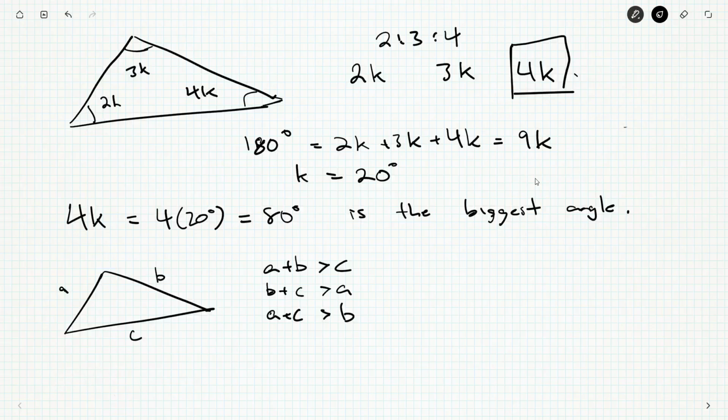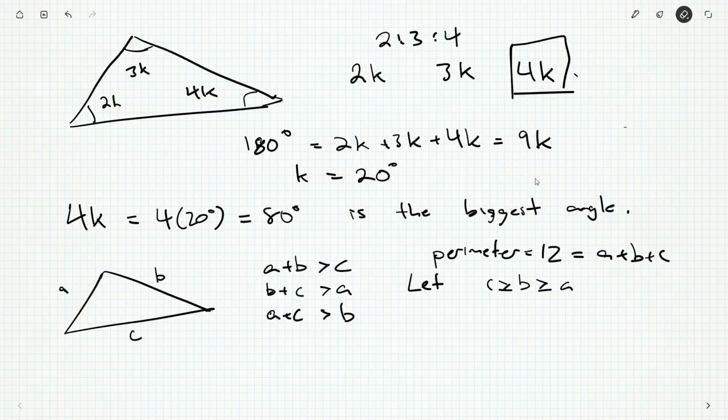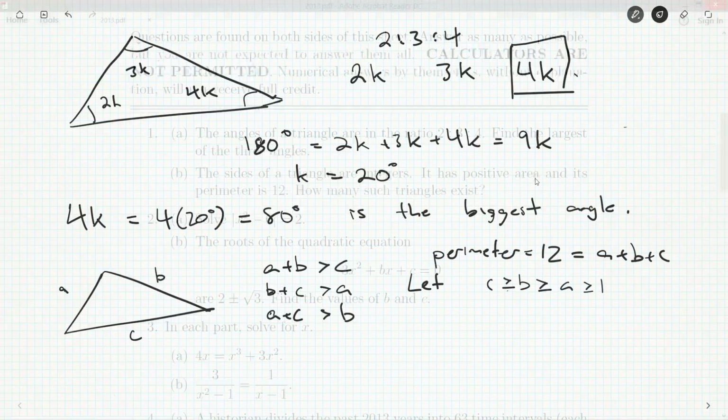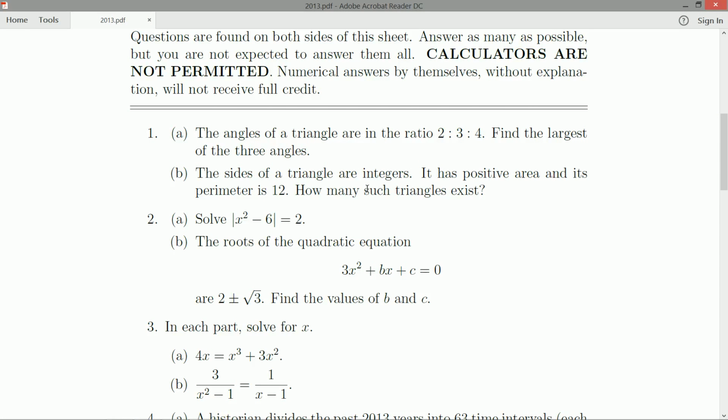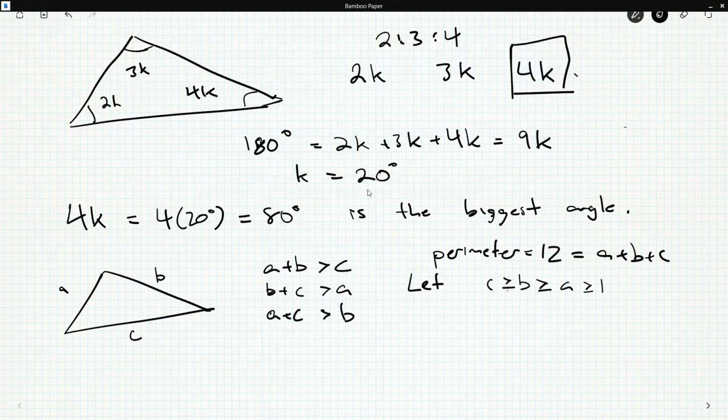So these are the things that we want to have happen. Now, we are told the perimeter is 12. How do we calculate perimeter on a triangle? Why, it's A plus B plus C. I'm going to suppose that C is the biggest one. I'm not going to say it has to be strictly greater than B, but I'm going to suppose this is the case. And obviously our sides have to be at least 1. Sides of the triangle are integers, yeah, but you can't have a 0 side length or a negative side length.